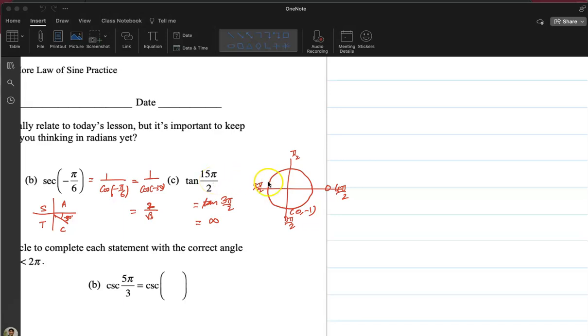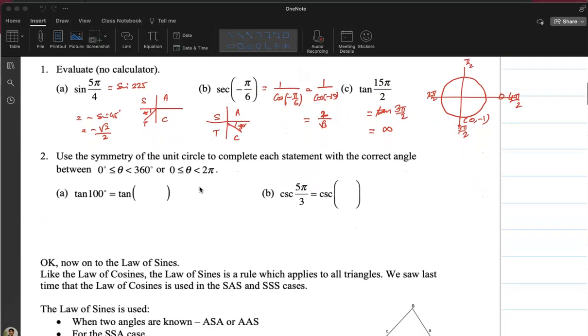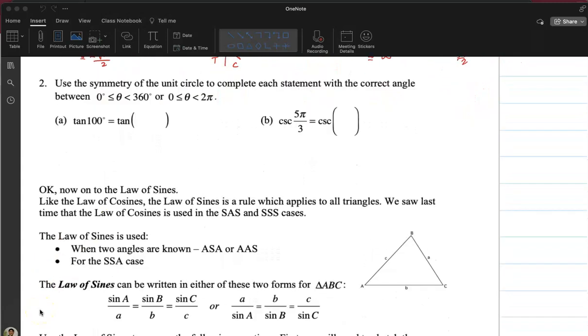So you can also go this way. This is 2 pi, 4 pi, 6 pi, 8 pi. Now this is 7.5 pi. 6 pi, 7 pi, 7.5. You can count like that also, but don't try to do this, it's too much. There's no calculator. So that's how you count, using the symmetry of the unit circle.